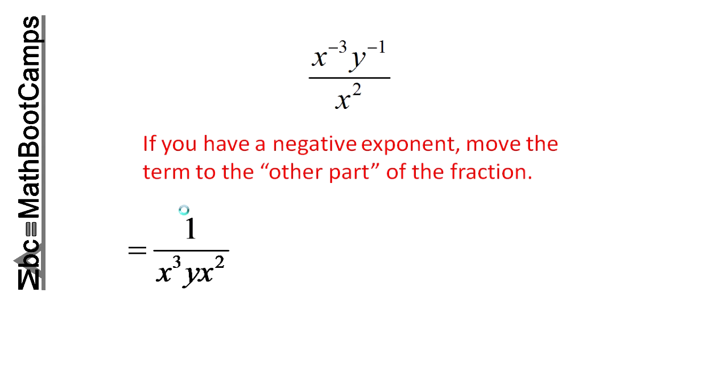And then y to the minus 1, bring that down to the bottom of the fraction. It's now y to the positive 1, and you don't have to write a positive 1 exponent. Okay, as before, I have a couple of x's multiplied, so I add their exponents. Nothing else can be combined, so I'm done.